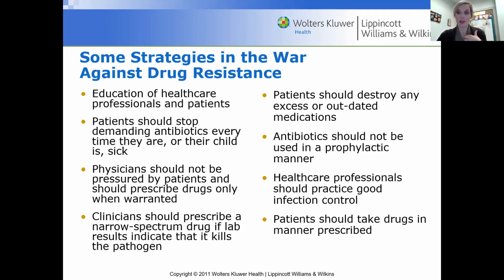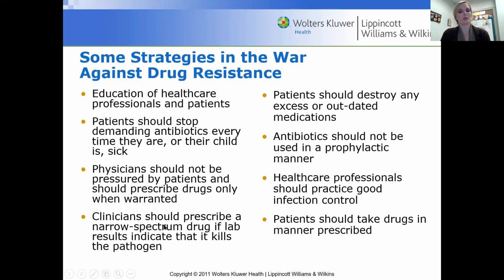And just like when we are constantly exposed to different viruses, our immune system becomes better. We acquire more resistance because we are constantly exposed to it. And that's what's happening when we constantly expose a bacteria to an antibiotic. So physicians, in the same aspect, should not be pressured by patients and should prescribe drugs only when necessary, when warranted.